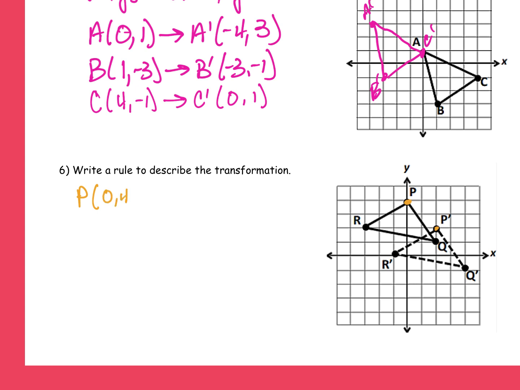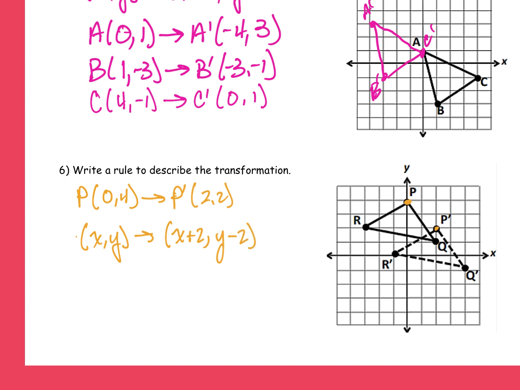0, 4, right? And that goes to P prime. This is how I do it for me. P prime goes to where? 2, 2. That means I'm going to take X, Y is going to go to... what am I doing to 0 to get 2? Adding 2, yeah. So I'm going to say x plus 2, right? And now what do I do to 4 to get 2? Subtract 2, yeah. So y, I'm going to subtract 2 from.